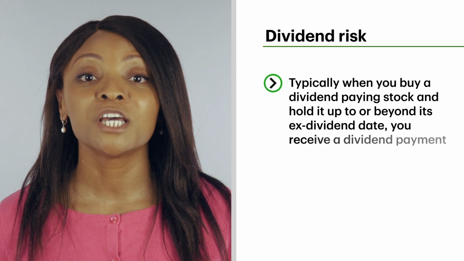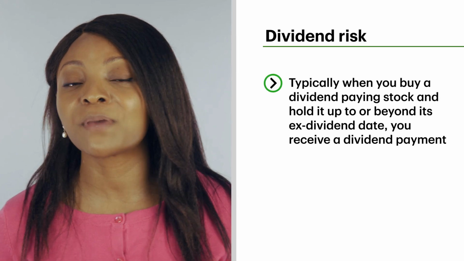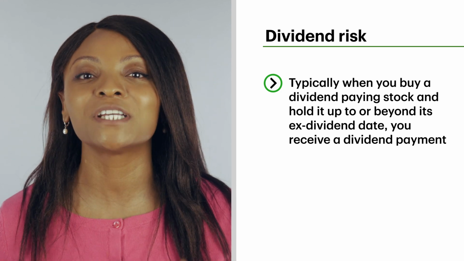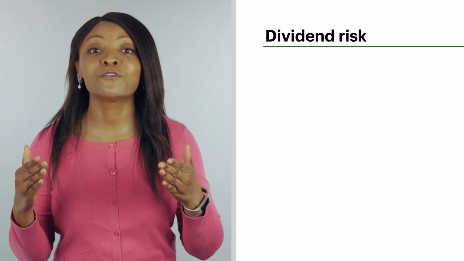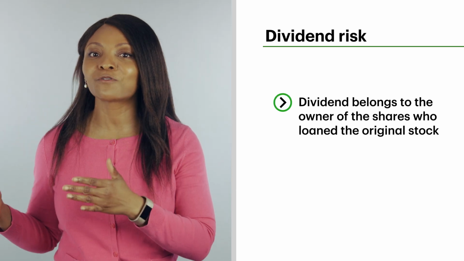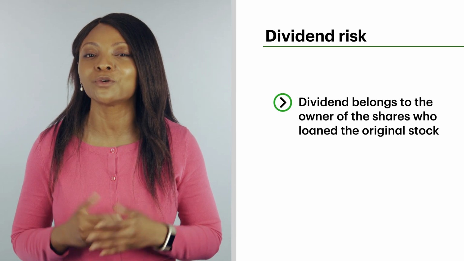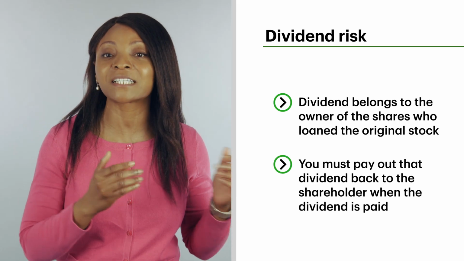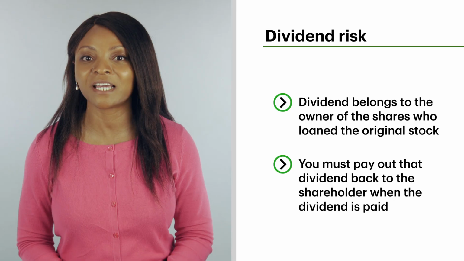Another important thing to go over is called dividend risk. Usually, when you buy a dividend-paying stock and hold it up to or beyond its ex-dividend date, you receive a dividend payment. But if you short a company with a paying dividend, then that dividend belongs to the owner of the shares who loaned the original stock to you in the first place. This means you need to pay the dividend back to the shareholder when the dividend is paid.